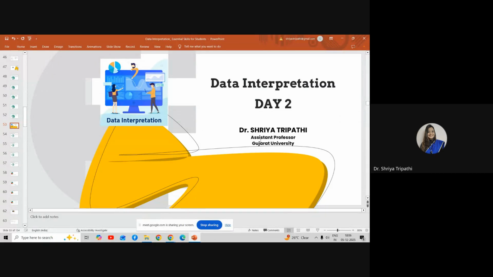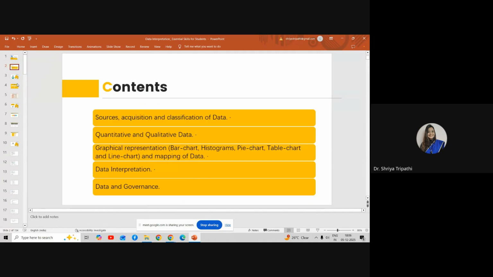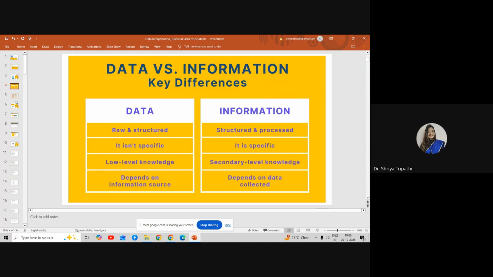Okay, welcome to day two of data interpretation. Yesterday we had started with basic fundamentals. We had discussed what is data, types of data, and the major difference between information and data. So any raw facts and figures, we call it data. When we make it in a structured format, say tables or anything, when we are representing the data and it is making sense, then we call it information.